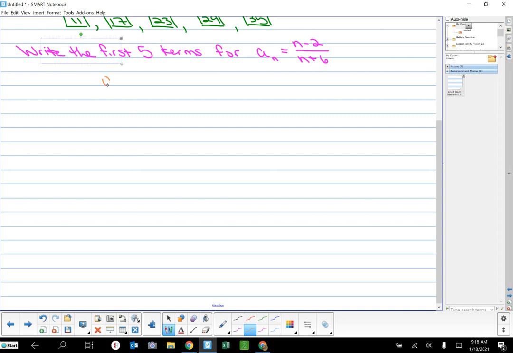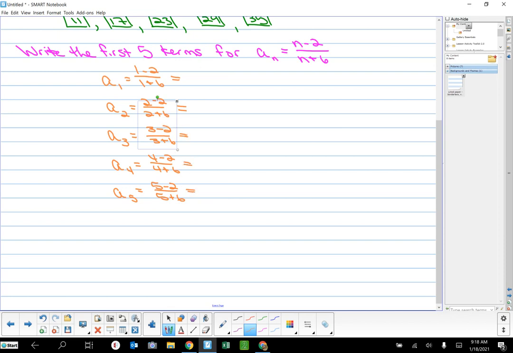All right, so again, I'm going to list off a sub 1. I think I'm going to skip a line for each of these. A sub 3, a sub 4, a sub 5, just because I have fractions. And remember, n is the subscript, so this is going to be 1 minus 2 over 1 plus 6, 2 minus 2 over 2 plus 6, 3 minus 2 over 3 plus 6, 4 minus 2 over 4 plus 6, and 5 minus 2 over 5 plus 6. Now, when you simplify these, make sure that you are reducing and putting things in simplest terms.